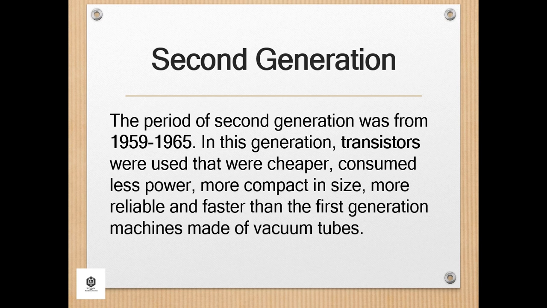In this generation, magnetic cores were used as the primary memory and magnetic tape and magnetic disk as secondary storage devices. In this generation, assembly language and high-level programming languages like Fortran and COBOL were used. The computers used batch processing and multi-programming operating system.